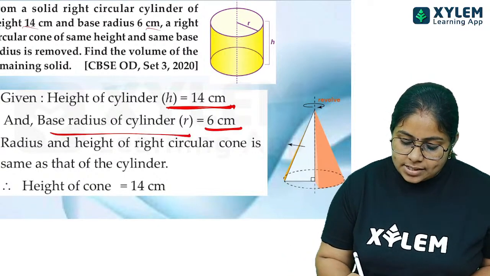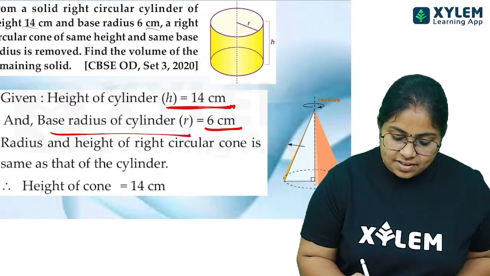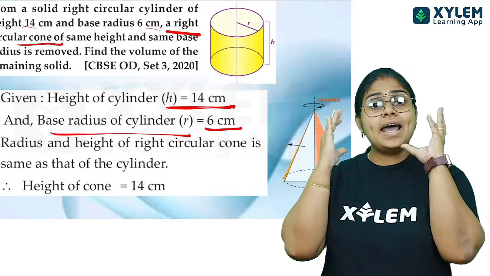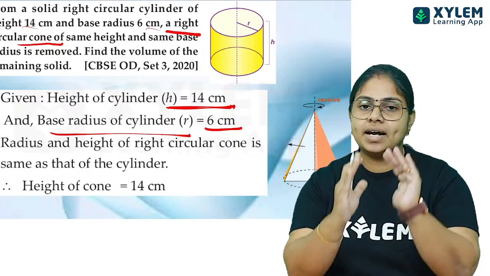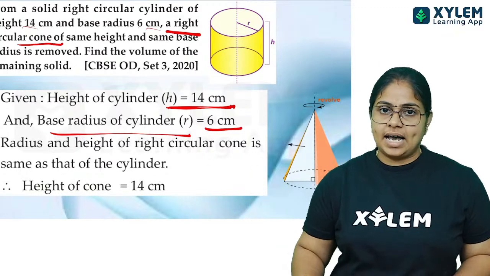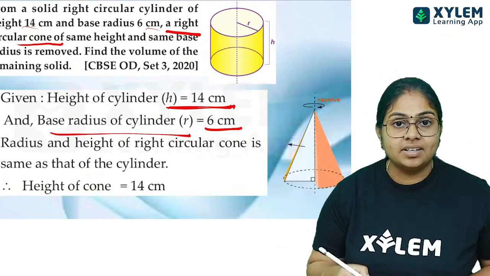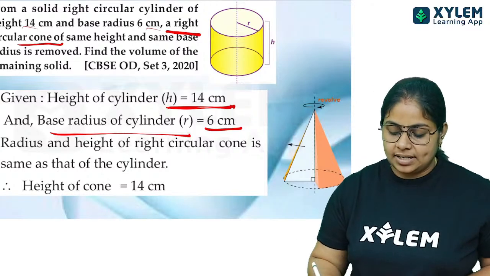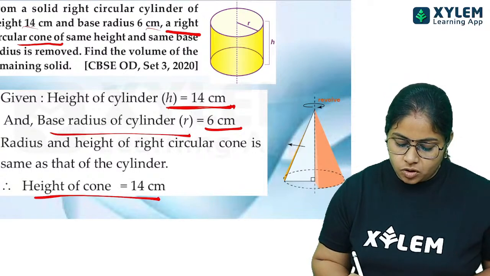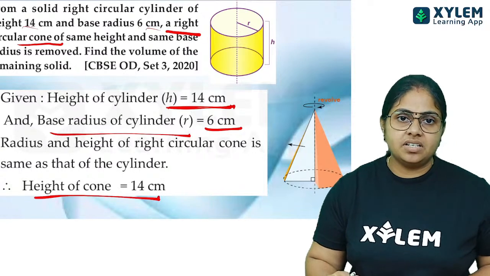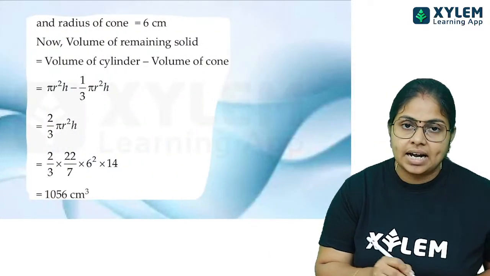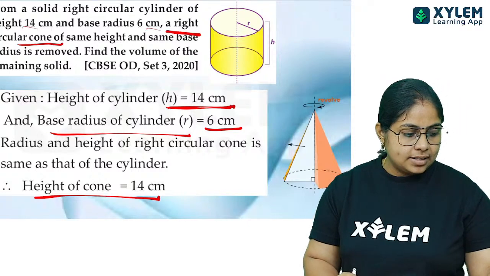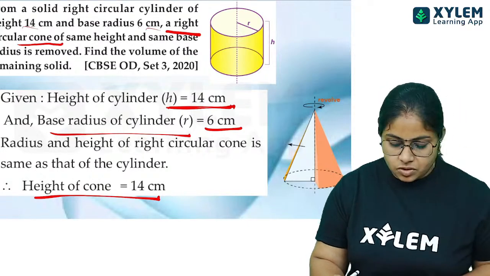So 14 centimeter, base radius of the cylinder 6 centimeter. Okay, and it is already given that a right circular cone of same height and same base radius, ഇതേ ഹൈറ്റും ബേസ് റേഡിയസും ഉള്ള കോണിനെയാണ് ഈ സിലിണ്ടറിനകത്ത് നിന്ന് റിമൂവ് ചെയ്തിരിക്കുന്നത് അല്ലേ. So there is no problem, സിലിണ്ടറിന്റെയും കോണിന്റെയും റേഡിയസും ഹൈറ്റും സെയിം ആണ്. Okay, so height of the cone is also equal to 14 centimeter. Right, now we have to substitute, radius also same itself. Don't worry, there is no confusion at all.